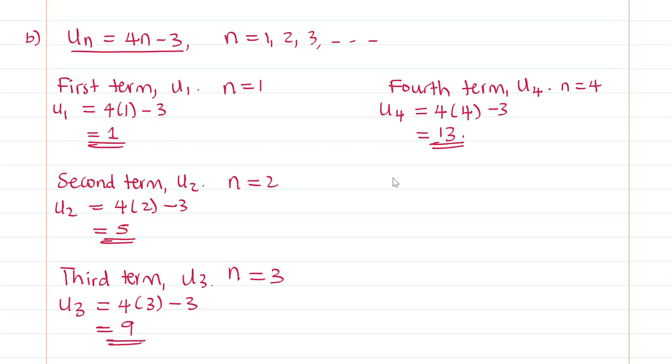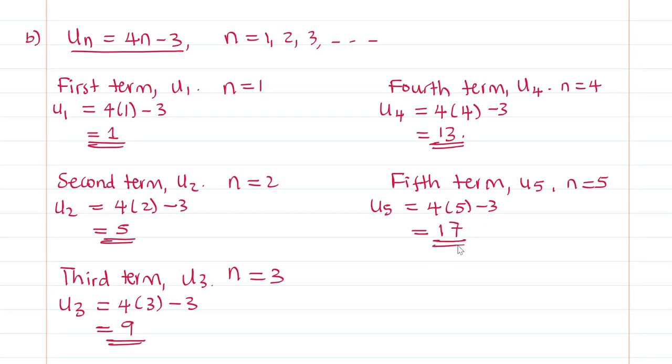And then we go to the fifth term. Remember our question was asking for 6 terms in this case. Our fifth term, u5, is when n is 5. Substitute 5 in that formula. Therefore, u5 becomes 4 times 5 minus 3. And then you press the calculator. That is 20 minus 3, and we get 17. So our fifth term in this sequence is 17.